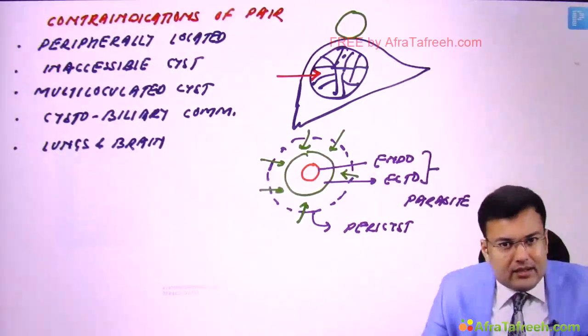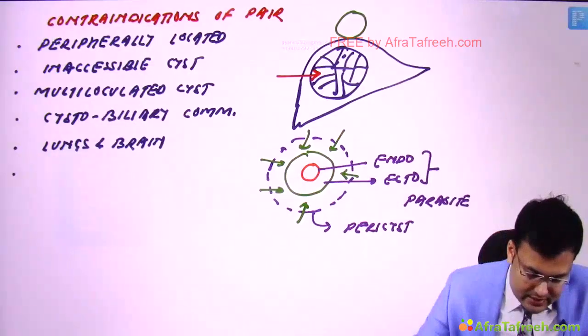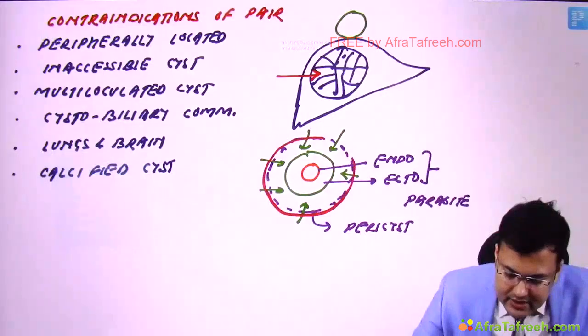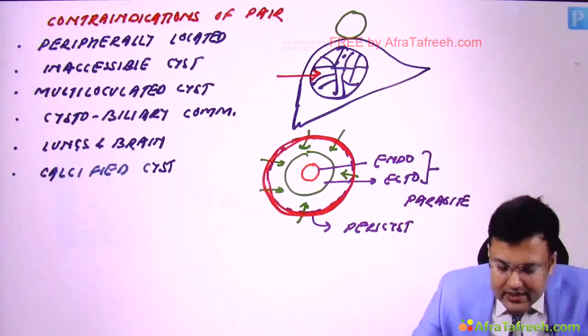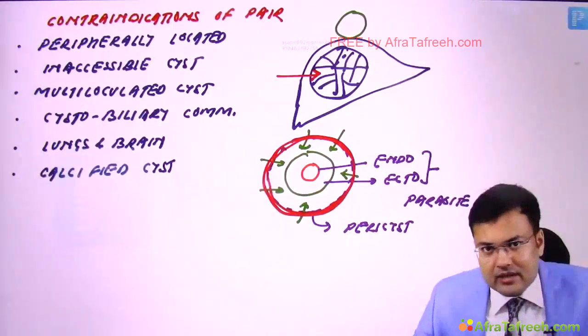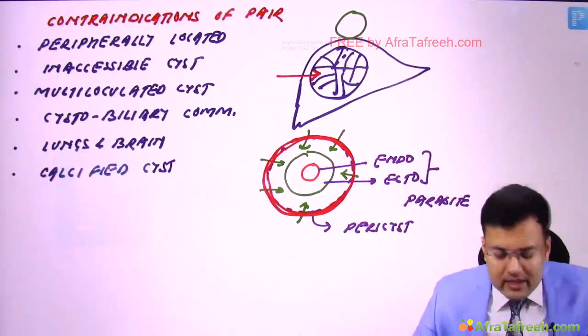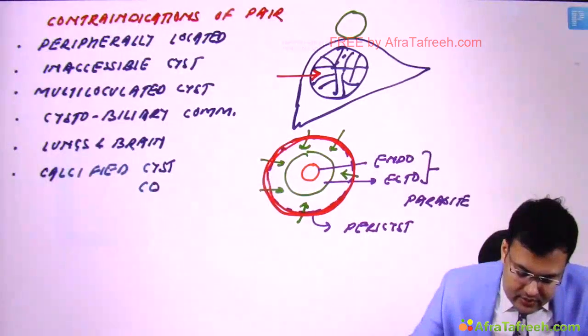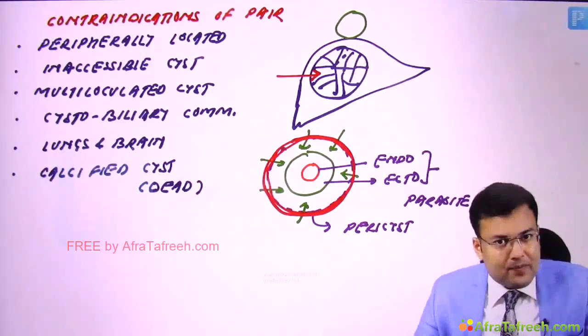What is another condition in which PAIR is contraindicated? Yes, calcified cyst. Why calcified cyst? Now see, if there is calcification, we discussed ring-like calcification. If there is calcification, the cyst is no longer getting its nutrition. So the cyst is already dead. So a calcified cyst is a contraindication because it's a dead cyst.